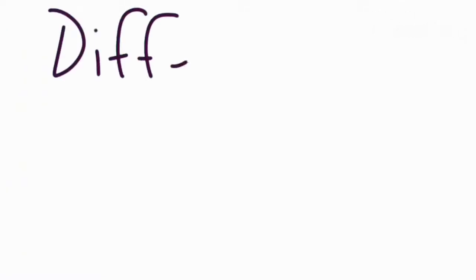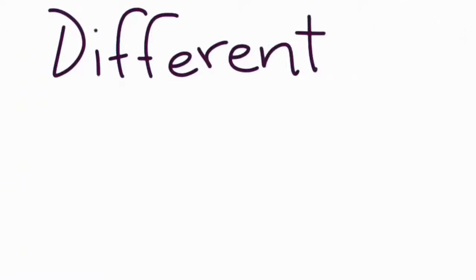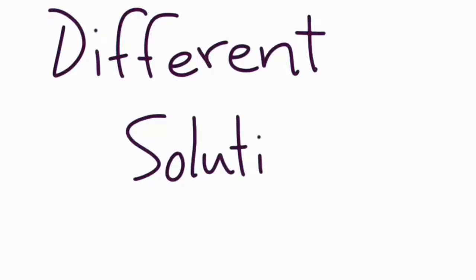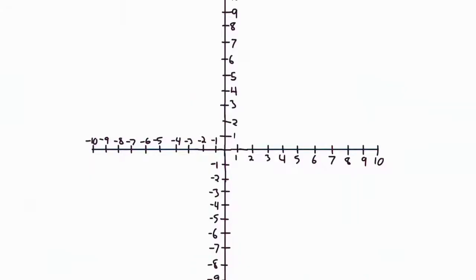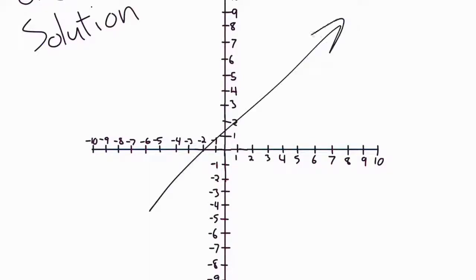Okay, so these are different solutions: one solution, no solution, or infinite solutions. So this first one, as you can't really see it, but it's one solution. And that's when there are two lines and they intersect once.